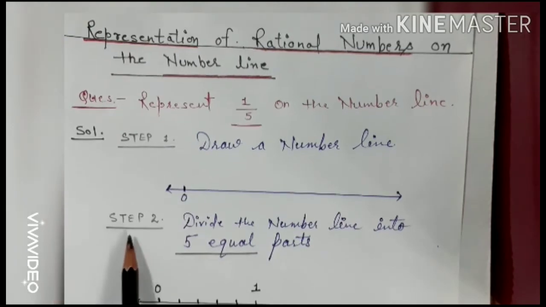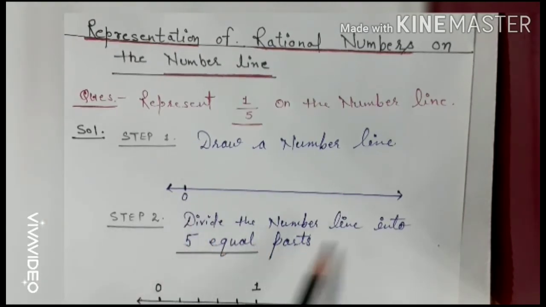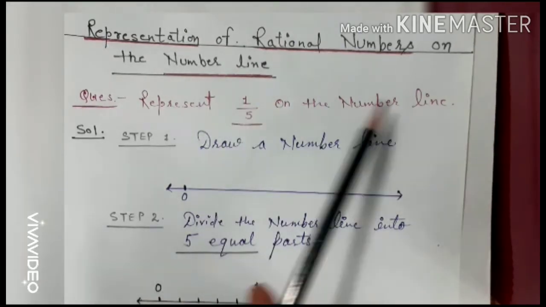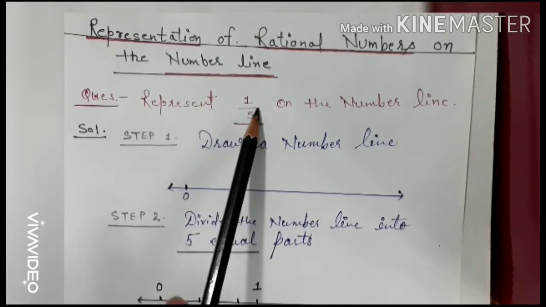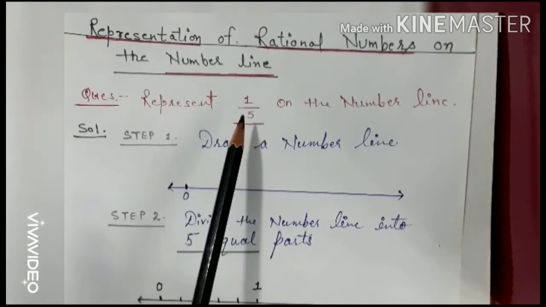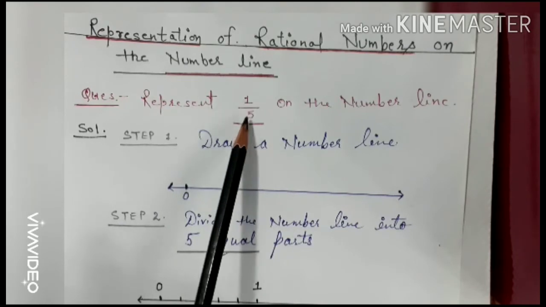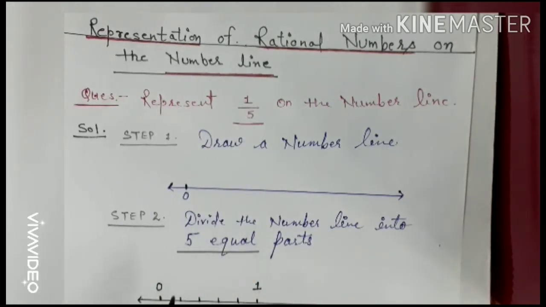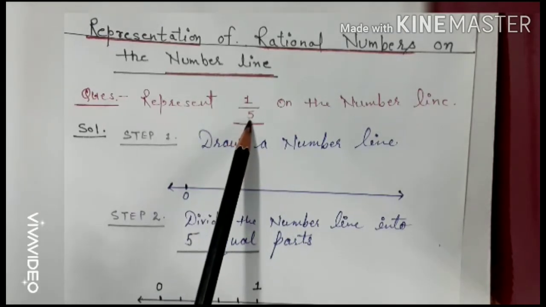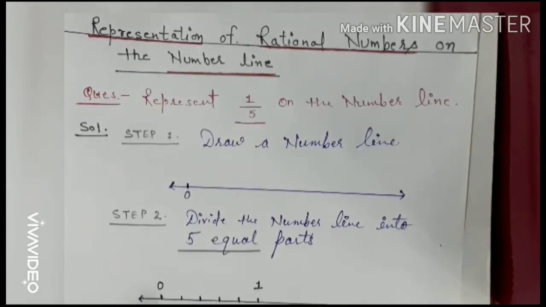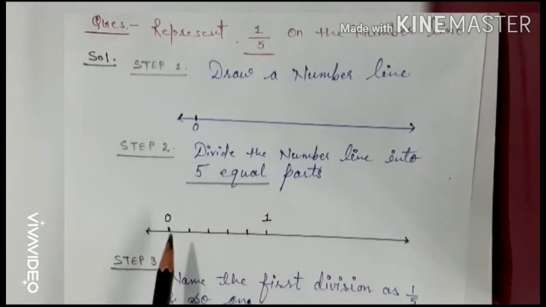Now the second step is to divide the number line into 5 equal parts. Why 5 equal parts? Why are we not dividing it into 10, 8 or any other number of parts? Because the rational number is 1 upon 5, and the denominator is 5. The denominator tells us how many parts we have to make. Here we have to make 5 equal parts. So here it is 1, 2, 3, 4, 5. We have made 5 equal parts.